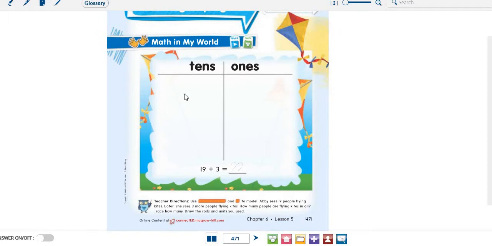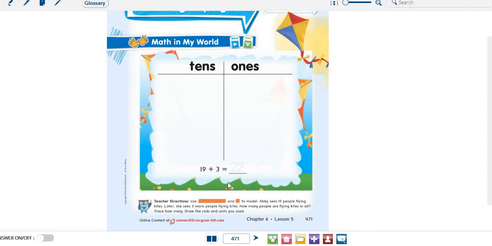Let's start with the story. Abby sees 19 people flying kites. How many? 19 people flying kites. Later, she sees 3 more people flying kites. How many people are flying kites in all? What do you think, grade 1? Yes, of course, we have to add 19 plus 3 equals what?